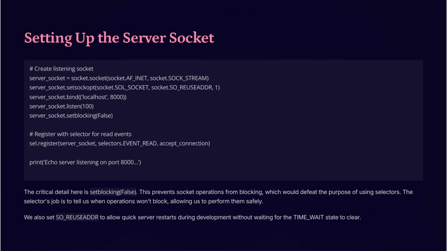To set up the server socket, create a non-blocking listening socket using socket.AF_INET and socket.SOCK_STREAM. Bind it to localhost on port 8000 and set SO_REUSEADDR for quick restarts. Register this socket with the selector for read events. This setup ensures efficient handling of multiple connections without blocking operations.